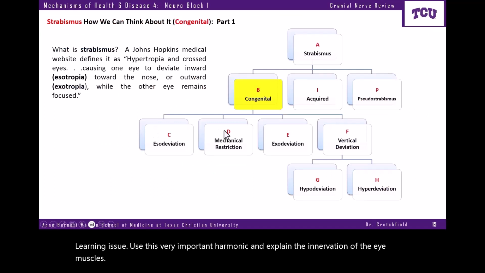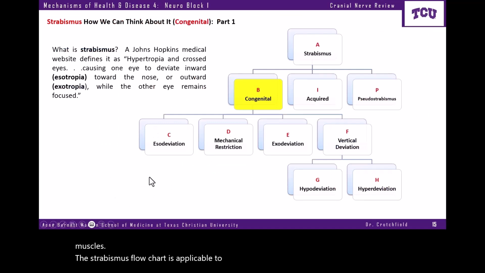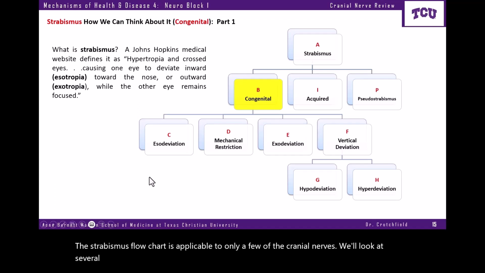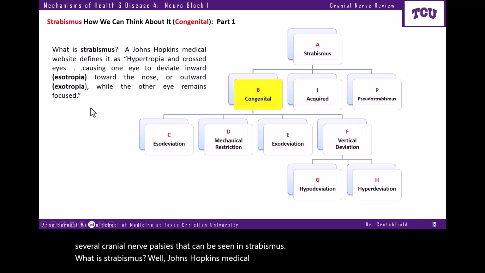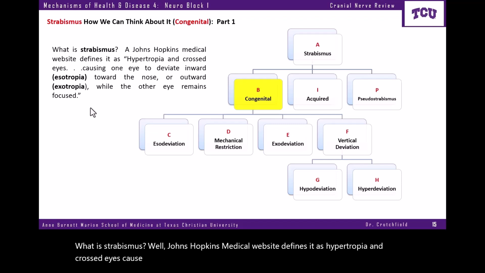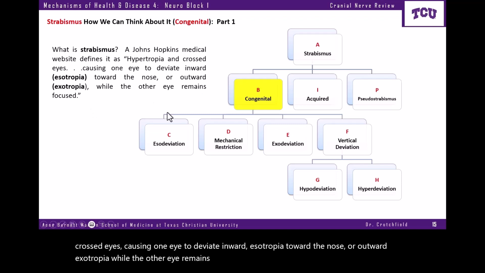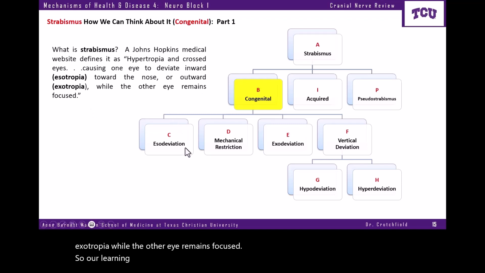The strabismus flowchart is applicable to only a few of the cranial nerves. We'll look at several cranial nerve palsies that can be seen in strabismus. But what is strabismus? Well, a Johns Hopkins medical website defines it as hypertropia and crossed eyes, causing one eye to deviate inward, esotropia, toward the nose, or outward, exotropia, while the other eye remains focused. So our learning issue here on this slide defines strabismus. What's esotropia and what's exotropia?